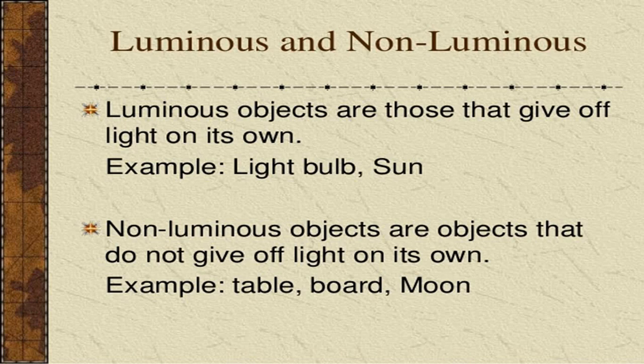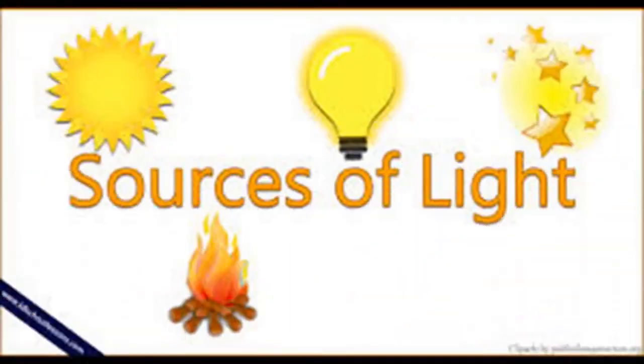For example, table, chair, pencil, mug, copy, book. These all do not produce light. And children, you know that we are able to see these non-luminous objects due to the presence of luminous objects like bulb, torch or sun. Now, the next topic is sources of light.